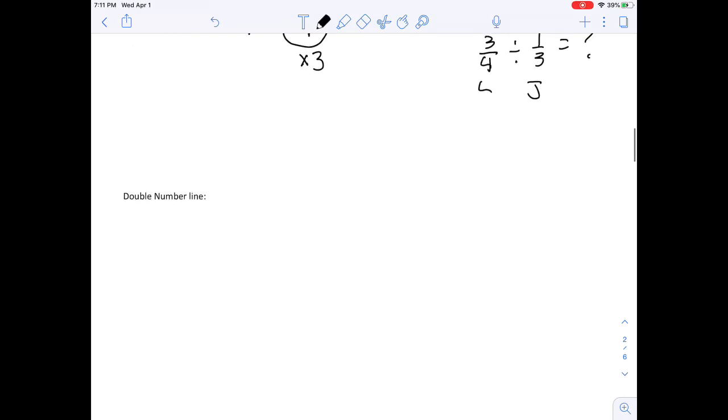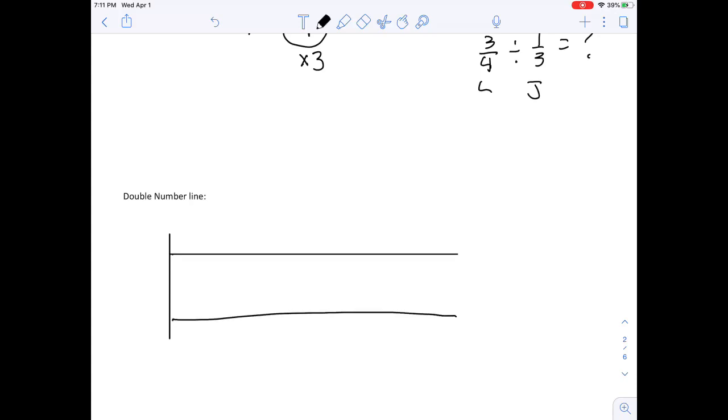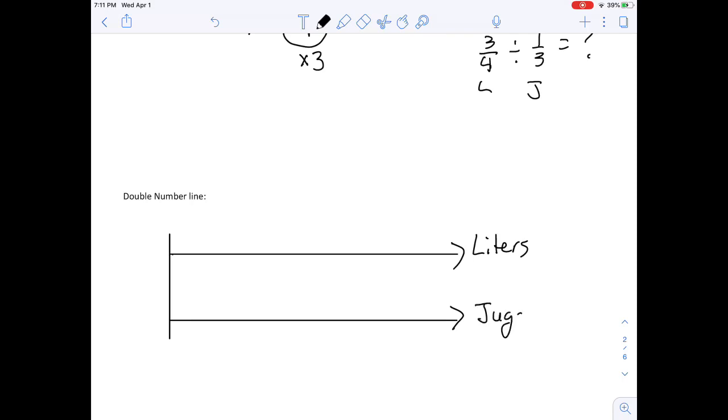Let's use a double number line. Our double number lines are going to look a little different than they did with our measurement division. So in this case, I'm going to label my liters and my jugs. And I'm going to start with 1. I'm asking about how many in 1. So I'm just going to mark 1 right here, 1 jug. And this should correspond to the same location, the number of liters in 1 jug.